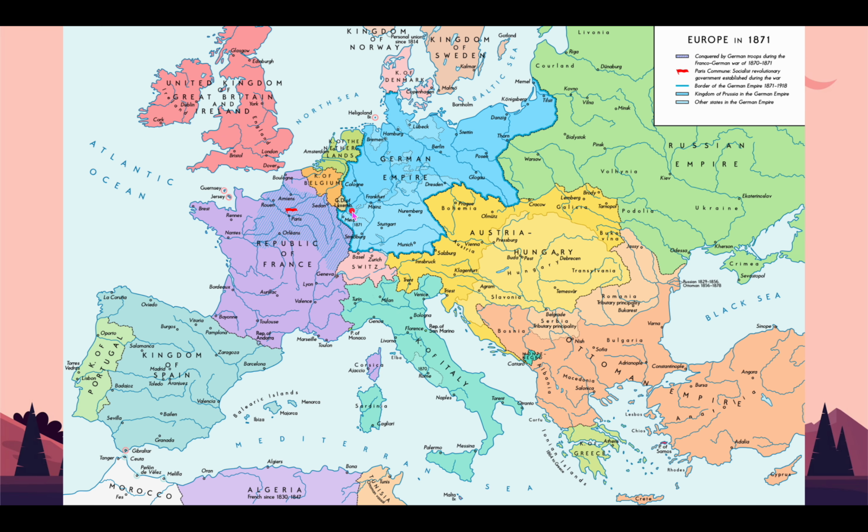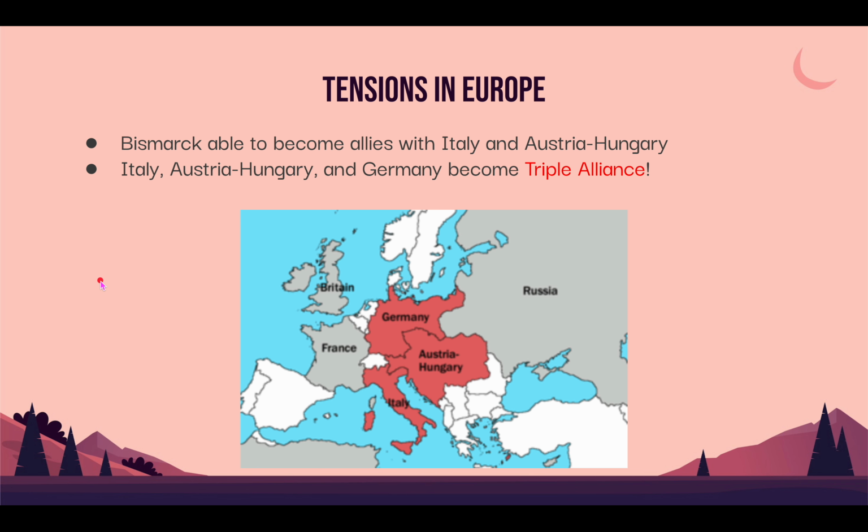So we have the German Empire here, we have France right next door. Germany's idea was to be allies with all the other countries around France. That way, France was kind of isolated on a little island. Bismarck was able to become allies with Italy, which is right down here, and Austria-Hungary, which is located right here. Italy, Austria-Hungary, and Germany become known as the Triple Alliance.